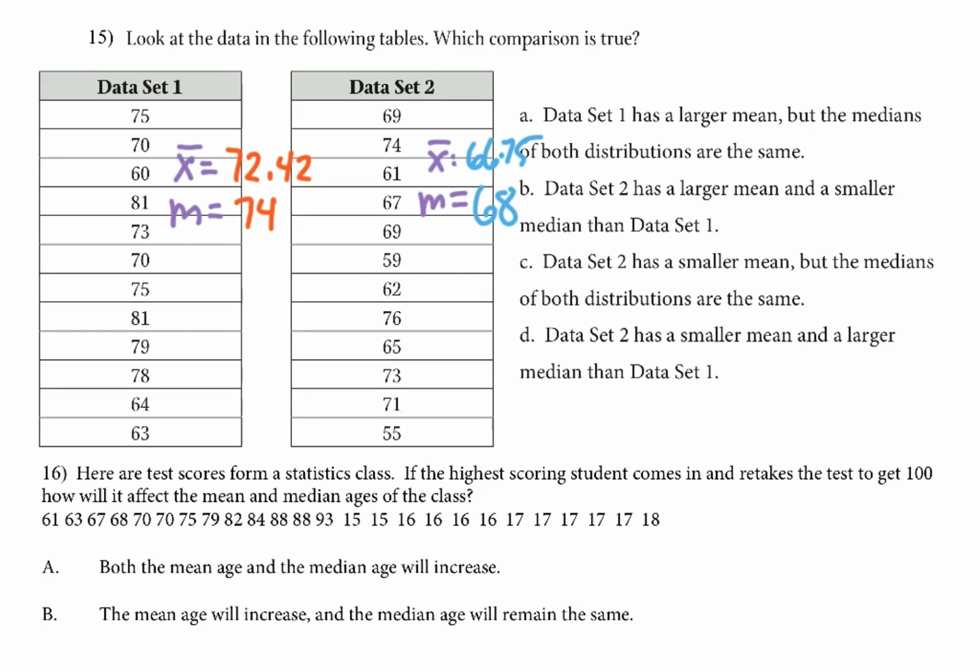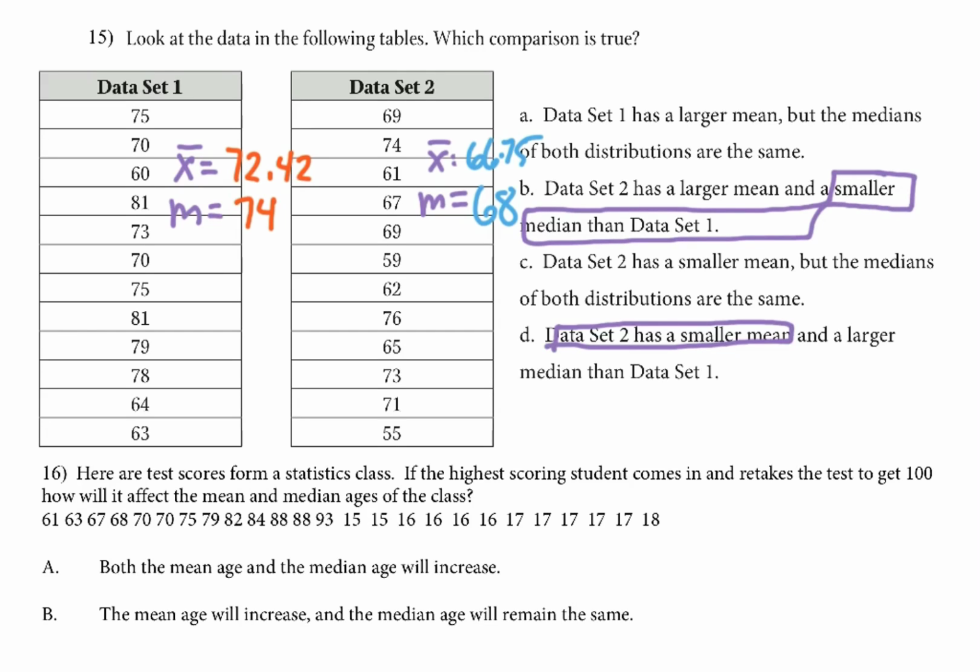The mean and the median are both lower for data set 2, which, if you look at our answer, we didn't really have that one, right? So definitely data set 2 has a smaller mean, and it also has a smaller median, okay? So it must have been a typo and didn't get changed. I apologize for that. Happens sometimes.